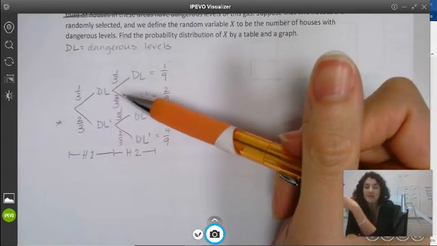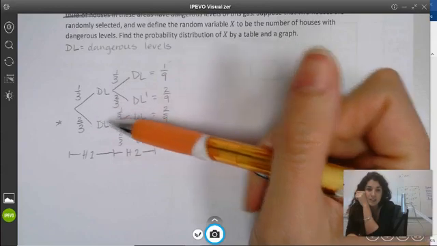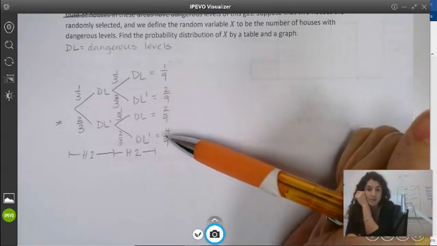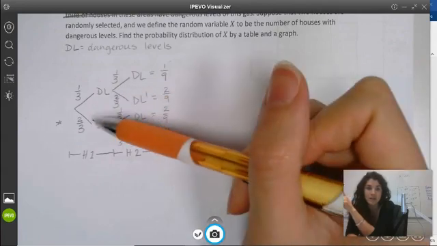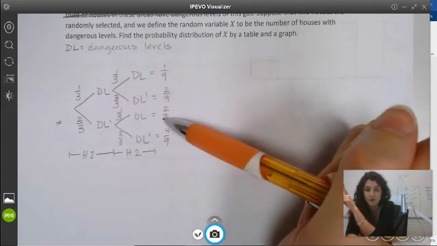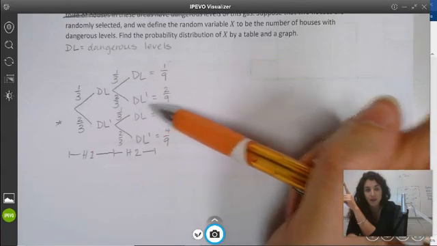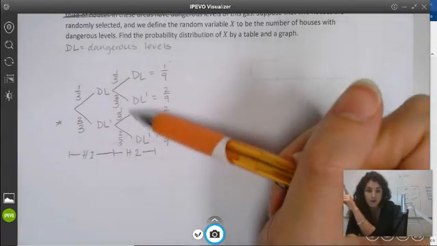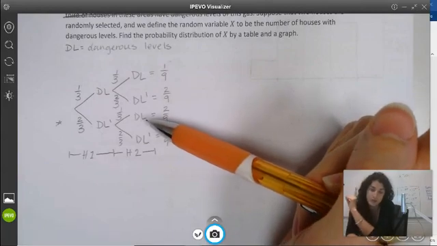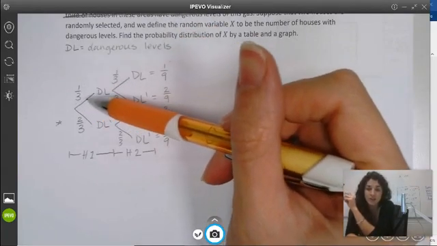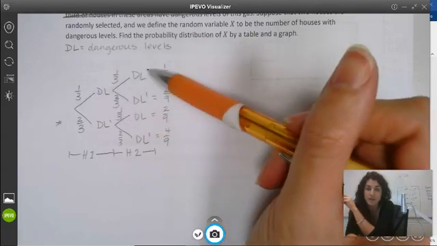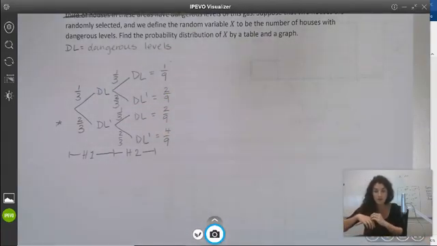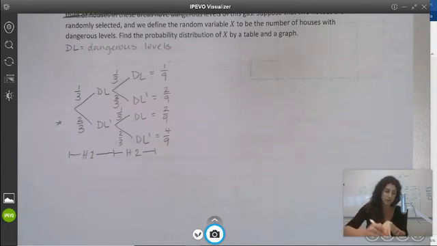The probability that we have 0 houses with dangerous levels is 4/9, versus the probability of having 1 house with dangerous levels, which is either this path of 2/9 or this path of 2/9. You have 2 parts on this tree diagram that have 1 house with dangerous levels. And then you only have 1 part where both of them have dangerous levels, which is here. So the probability distribution, as a table versus a graph, is talking about the number of houses with dangerous levels. So you can have 0, 1, or 2 houses with dangerous levels.